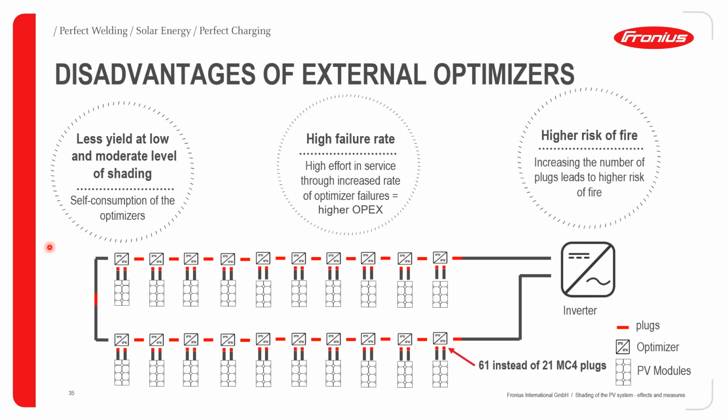Number three, there is a considerably higher risk of fire by using a lot more MC4 connectors in an installation. If you look at the figures below here, we can see from this diagram, all the highlighted red points are actually MC4 plugs. In a conventional installation without DC optimizers, you need just about 21 plugs. When you incorporate DC optimizers, you are almost tripling the number of MC4 plugs that you require.